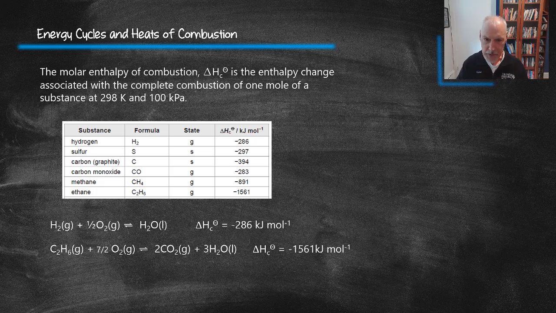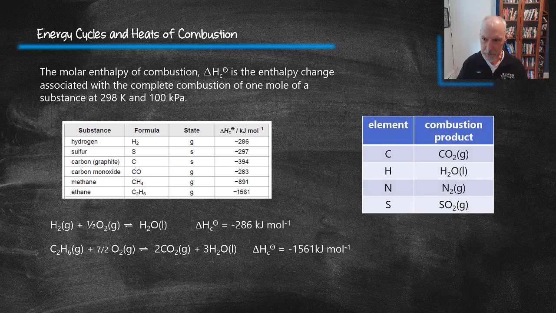To look at what the products are of combustion, I've got a little summary here. If your fuel or your starting substance has carbon, that'll end up as carbon dioxide. Hydrogen will end up as H2O in a liquid state at 298 K. Nitrogen ends up as nitrogen gas, and sulfur ends up as sulfur dioxide.